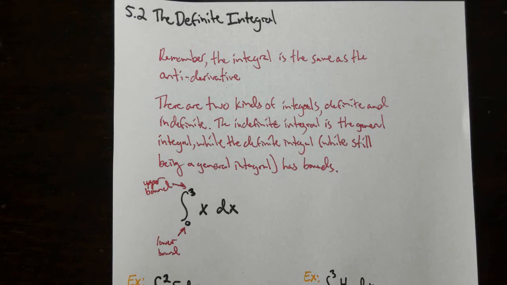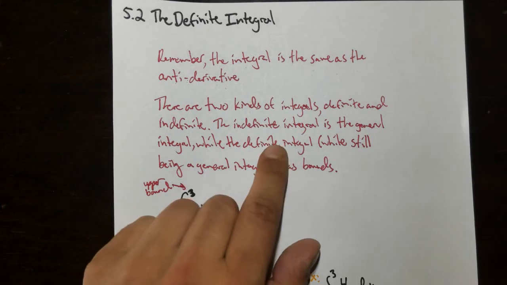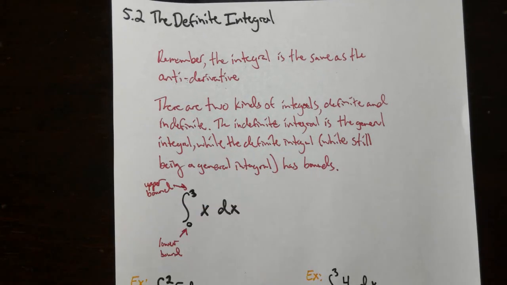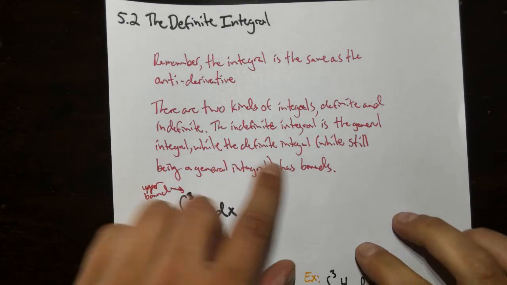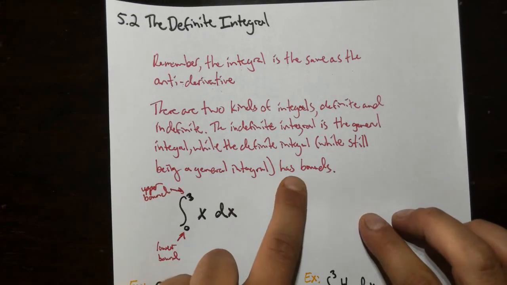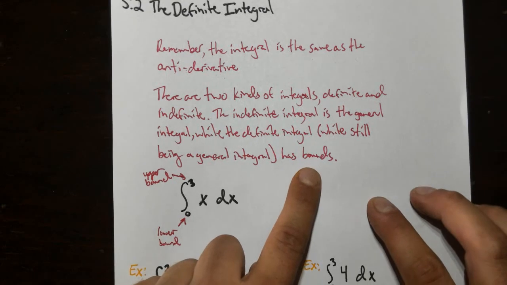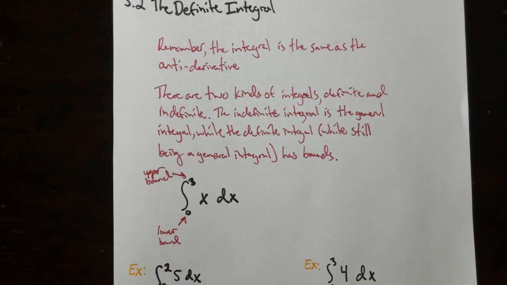Also, there are two kinds of integrals, definite and indefinite. Today we're going to be talking about the definite integral. The indefinite integral is the general integral. So if I were to give you a general function and you found the integral, that would be the indefinite integral. While the definite integral, while still being a general integral, has bounds. So we have an upper bound and a lower bound. And so we actually solve for stuff when dealing with the definite integral.